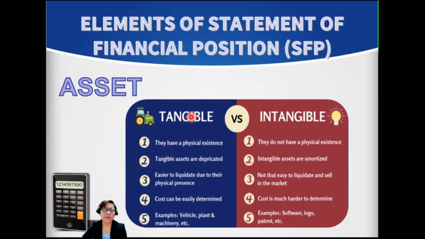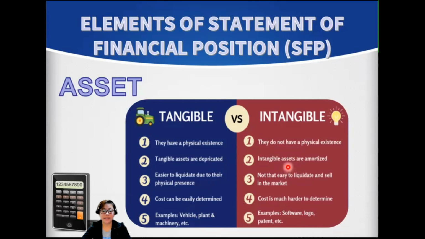We have tangible assets. When you say tangible, it can be held; you can touch it. Intangible, you cannot touch it. Tangible assets have physical existence. They are depreciated and easier to liquidate due to their physical presence. Costs can be easily determined. Examples are vehicles, plants, and machinery. Then we have intangible assets. They do not have physical existence.